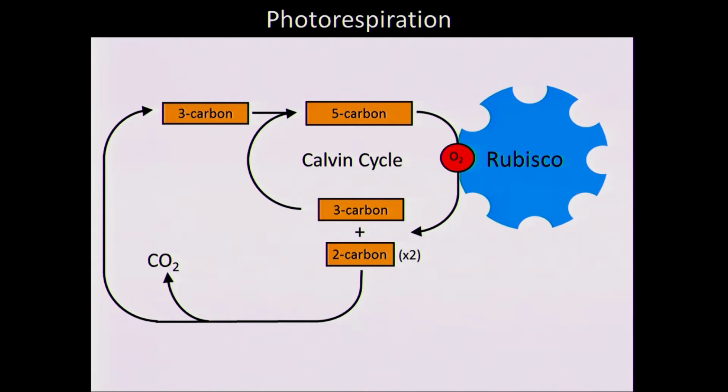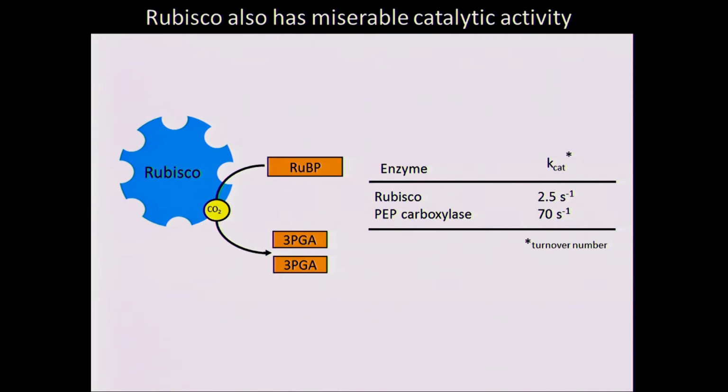by photosynthesis. So at current atmospheric conditions of CO2 and a temperature of 25 degrees, for about every 3 to 4 carboxylation reactions which are fixing carbon, we're losing carbon through this oxygenation reaction.